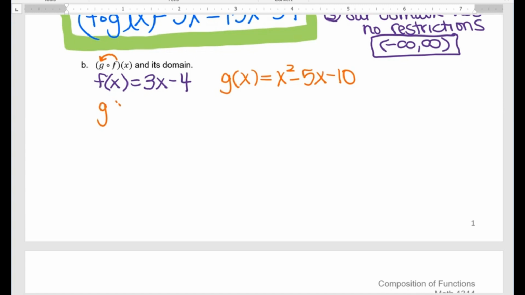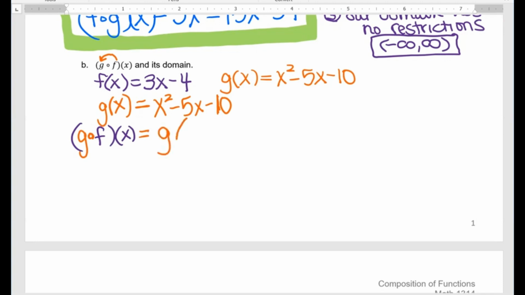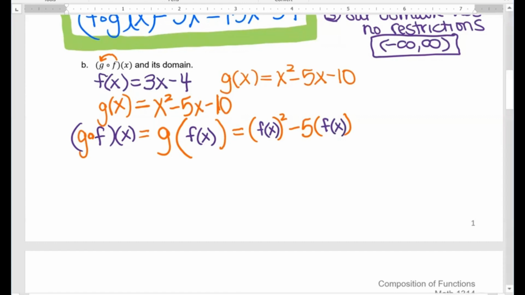We said g of x, our orange function, was equal to x squared minus 5x minus 10. But remember, if we're plugging in g composed with f of x, that means that we are going to have g, and we're going to plug in f of x. So whenever we have x squared, we're going to have f of x squared. Minus, instead of 5x, we're going to have 5 times f of x. The minus 10 stays the same.